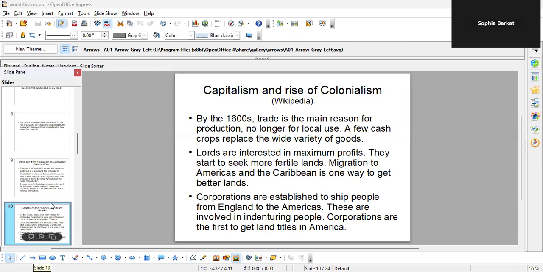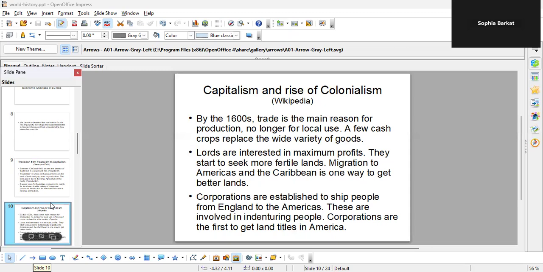Lords by that time are interested in maximizing profits. They start to see that their land is not that good even for grazing sheep. They want more and more fertile lands. So migration to America and the Caribbean becomes one way to do that. Everyone's heard of America and the Caribbean having very fertile lands. We know there's a lot of land in America compared to England, and the weather's better. All this is in the thinking, basically.